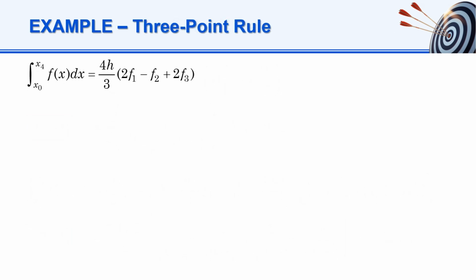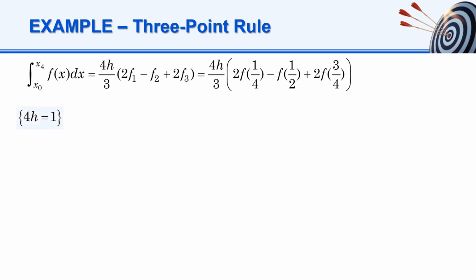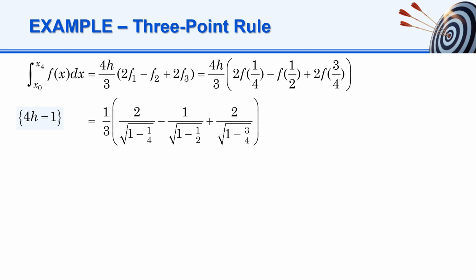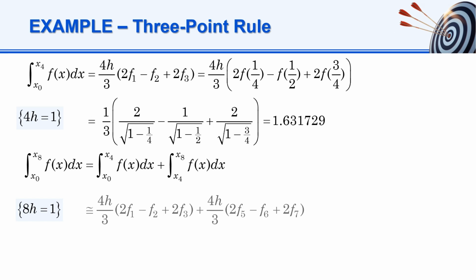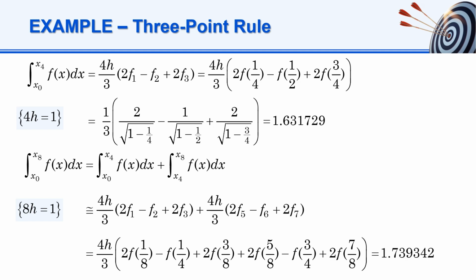The 3-point Newton-Cotes rule requires 4 panels and uniformly spaced 3 interior points, labeled as 1, 2, and 3, excluding the endpoints 0 and 4. When we approximate the integral as a single region, we estimate the integral to be 1.631729. After splitting the integral into two integrals of uniformly spaced subregions and applying the 3-point rule to each subregion, we obtain the result 1.739342.